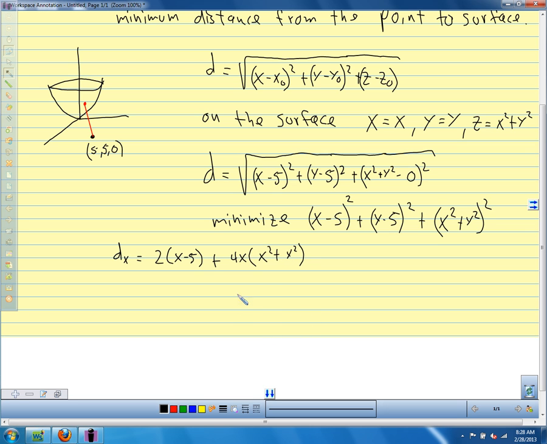And we have a similar derivative for y. D sub y is going to be 2 times (y minus 5), we have kind of a symmetrical situation here, plus 4y times (x squared plus y squared). And we want both of those equal to 0.